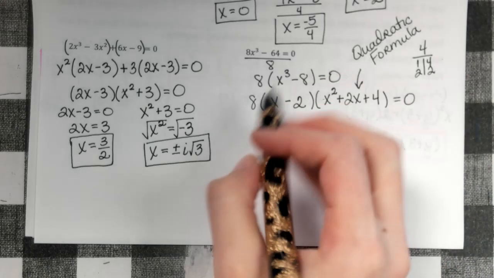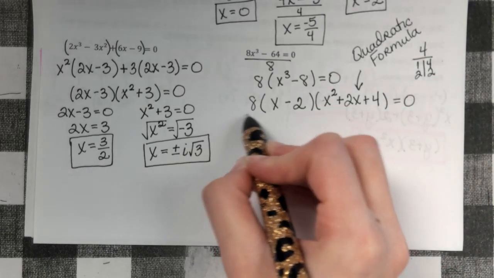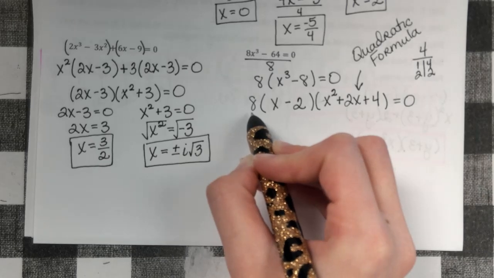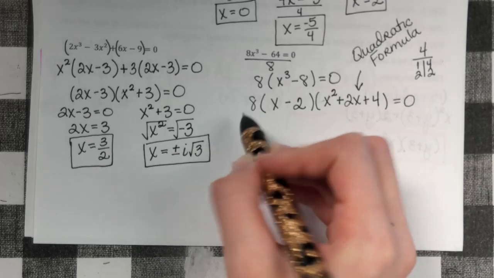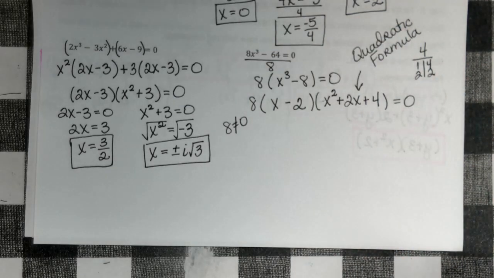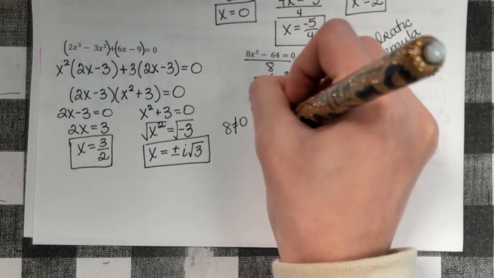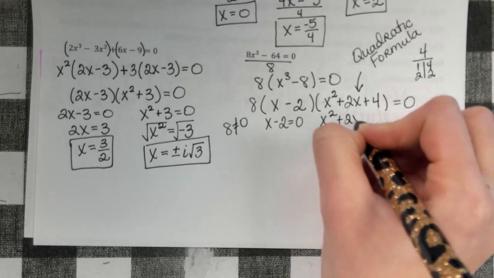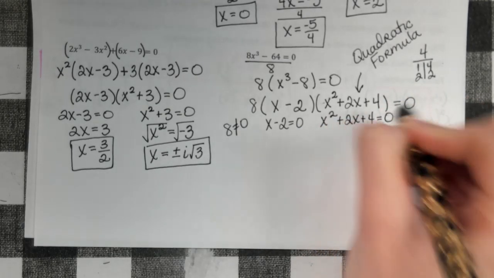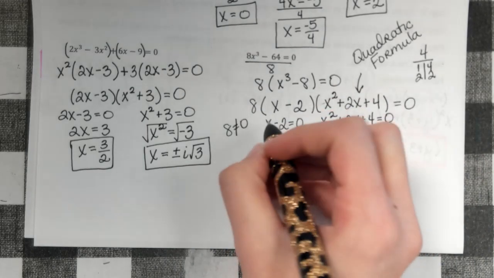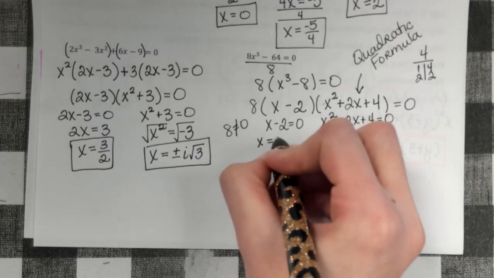Okay? Now, this 8, do I need to set this one equal to 0? Do I have an x on it? No. So I don't have to. If you want to, 8 is equal to 0, not a true statement. Okay? X minus 2 is equal to 0. And then x squared plus 2x plus 4 equal to 0. I still have to equal it to 0 before I do my quadratic formula. Okay, so x minus 2 equals 0, add your 2, x is equal to 2.